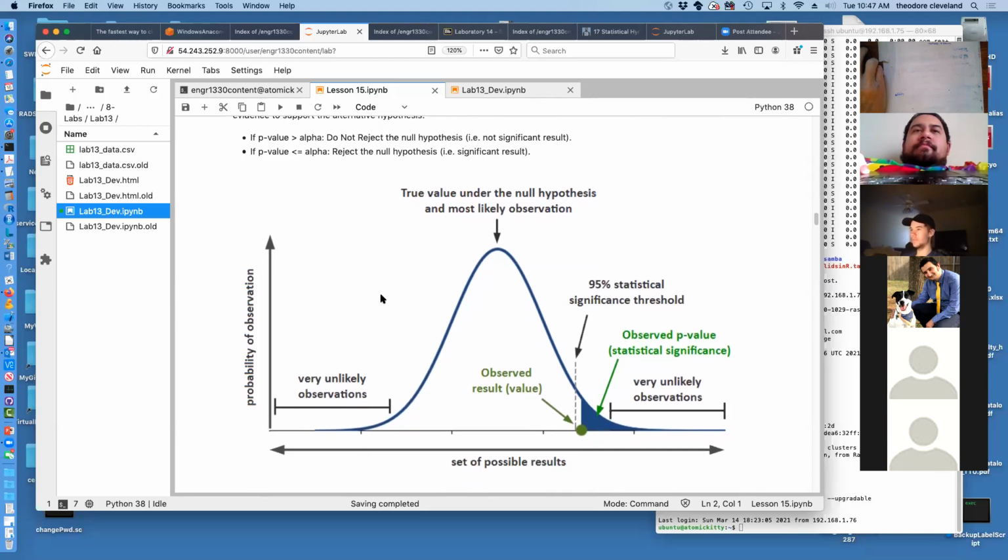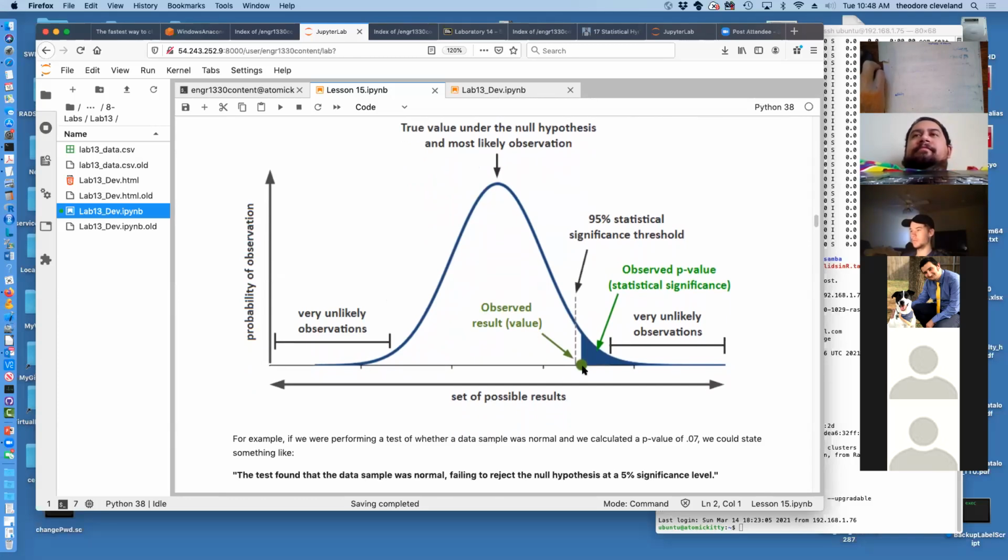If the p-value is bigger than alpha, we usually choose do not reject. If the p-value is less than alpha, then we reject. When it's bigger than alpha and we do not reject, any differences we observe are not significant. If the p-value is less than alpha and we reject the hypothesis, any differences we observe are significant.